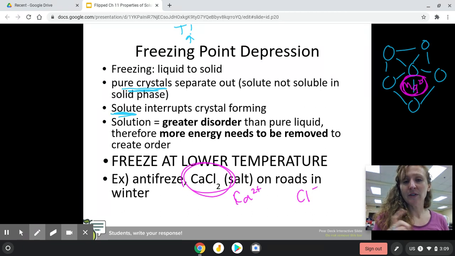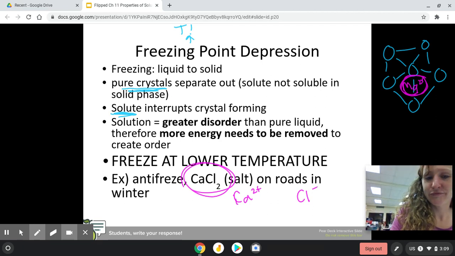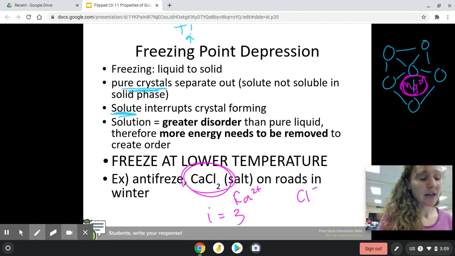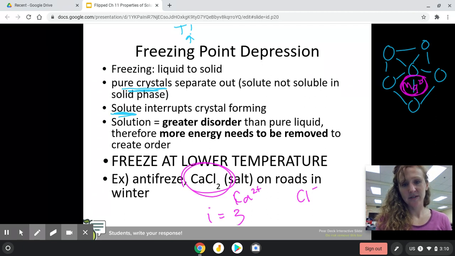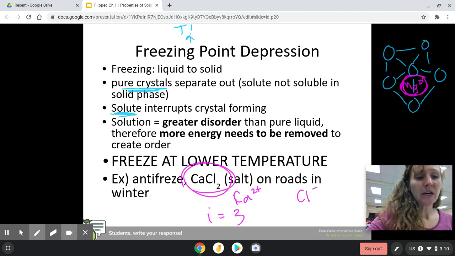Good follow-up question here. What's the van 't Hoff factor for calcium chloride? And hopefully you said the van 't Hoff factor is 3. It's going to form a calcium and 2 chloride ions when it actually exists in solution.